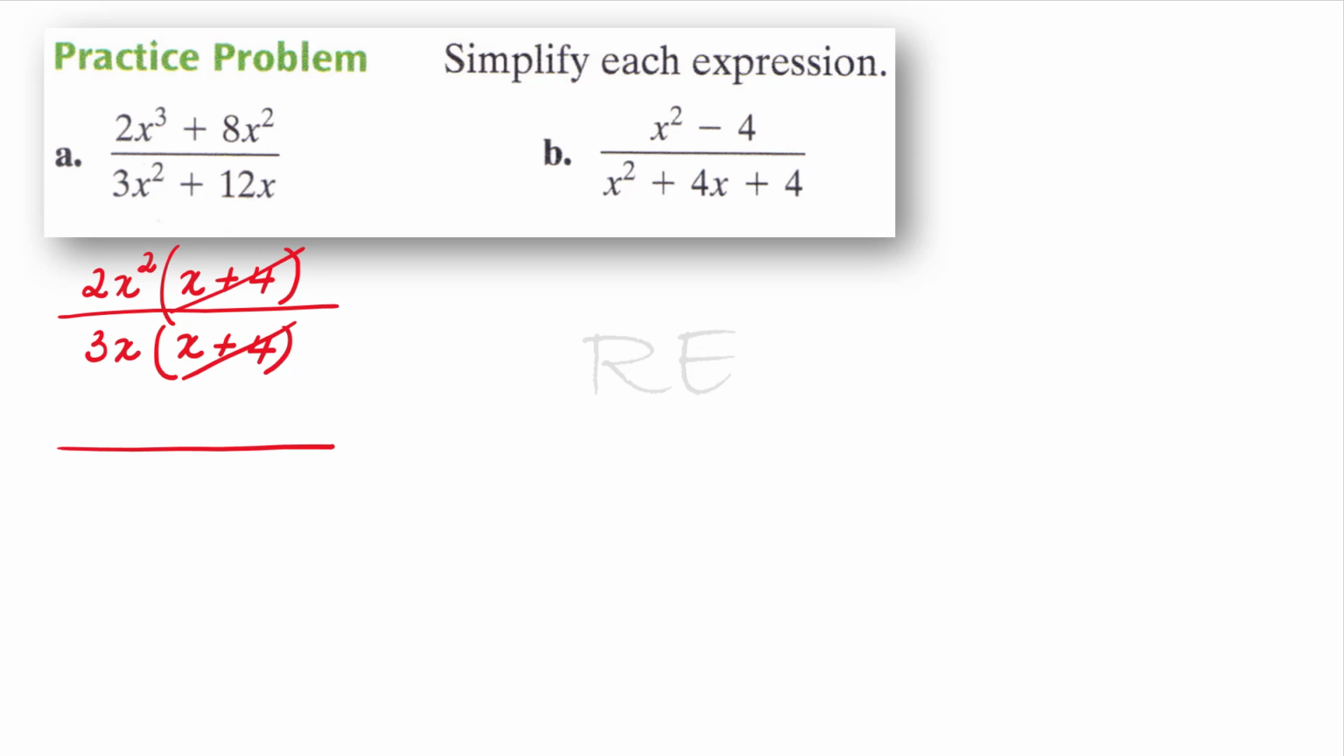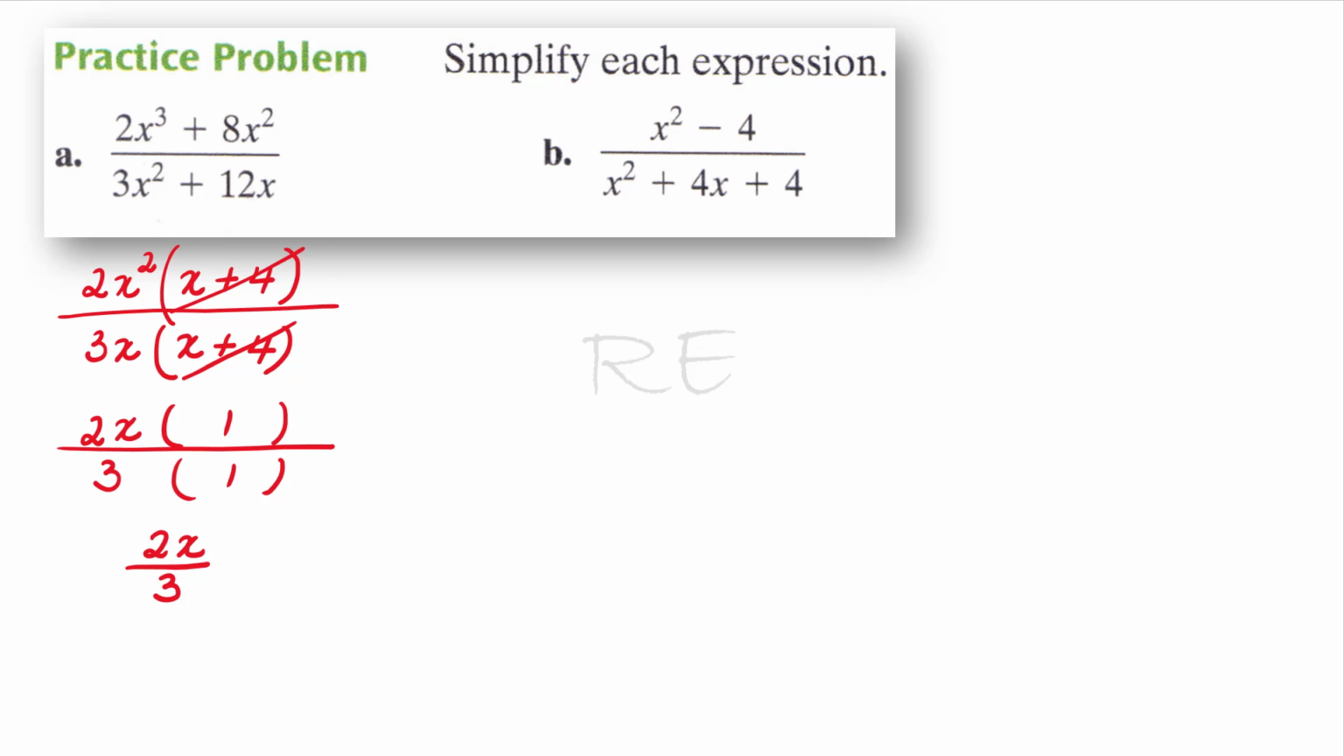X plus 4 over x plus 4 is 1. And x squared over x is x. So our answer is 2x over 3 times 1 over 1, which is 2x over 3.